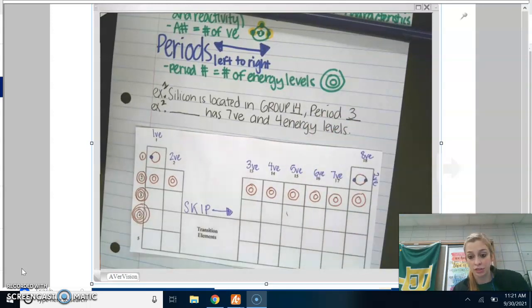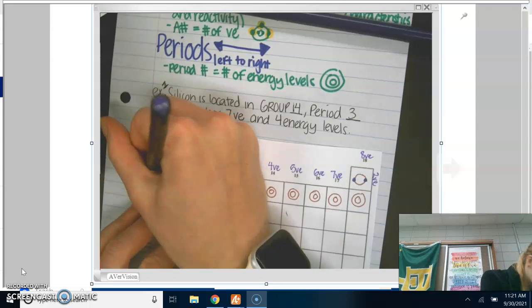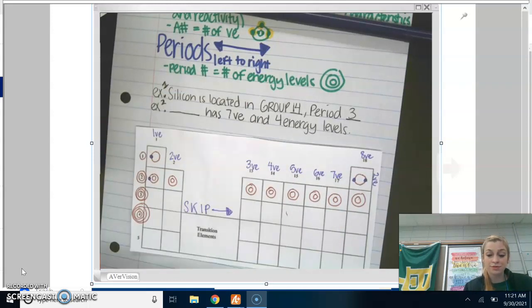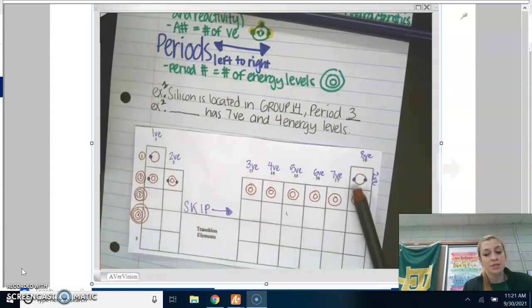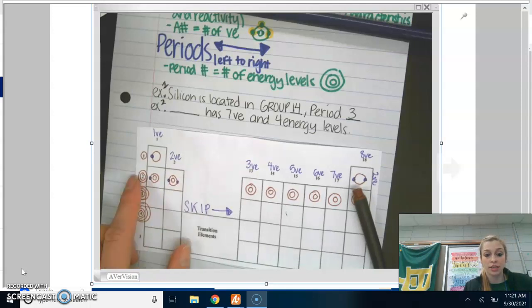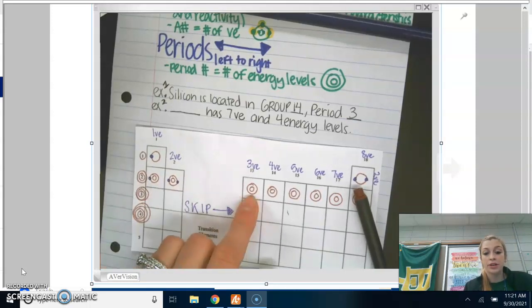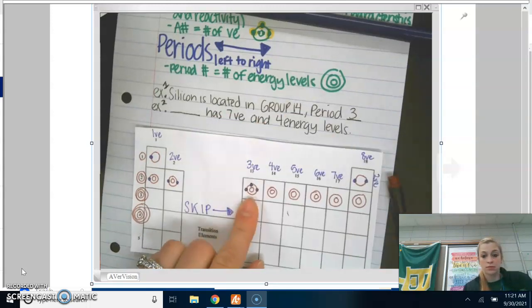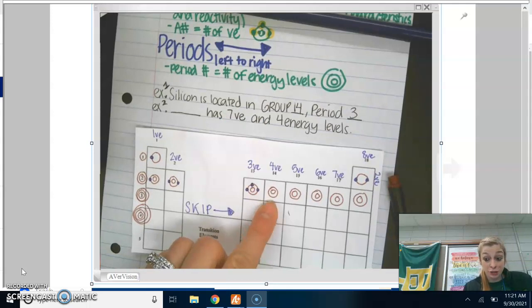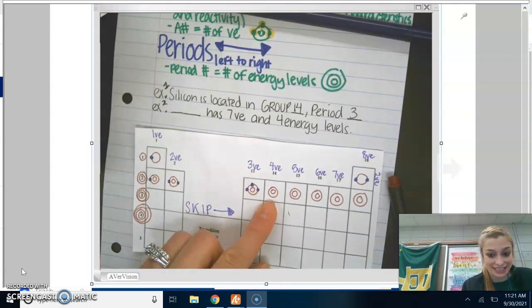And I'm only drawing the valence electrons because we're not talking about all the electrons. So, period 2, group 1, how many valence electrons do we draw? 1. Period 2, group 2. 2. I said period 1, I'm sorry, y'all. Period 2, group 2, my bad. We're on period 2. Skip over. Period 2, group 13. 3. Period 2, group 14.